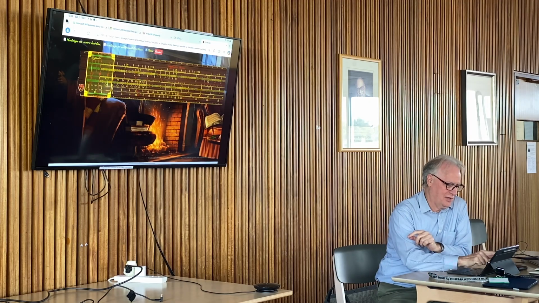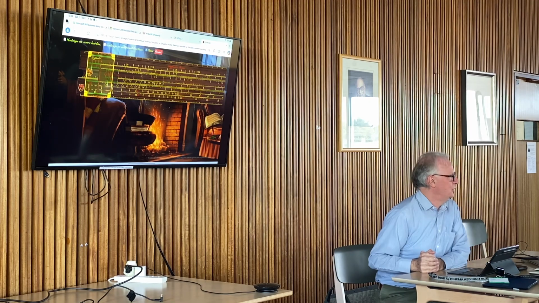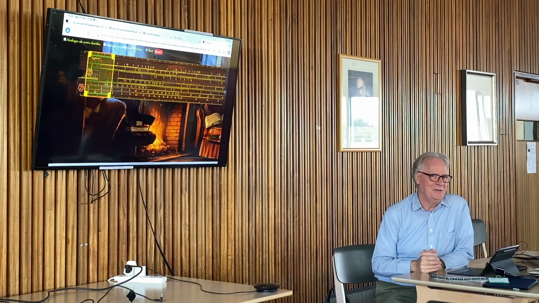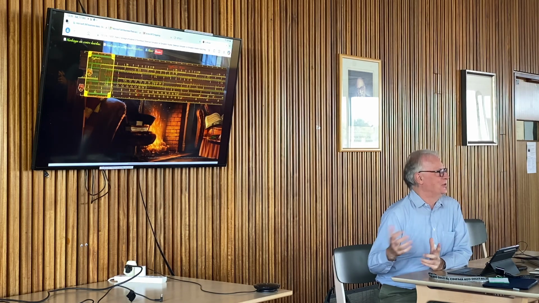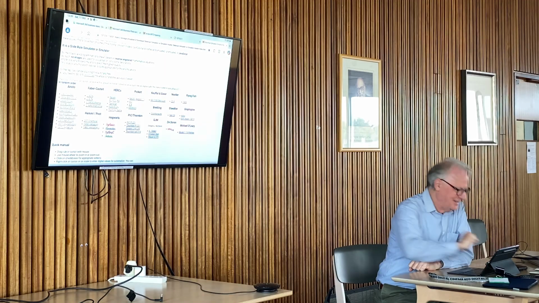This is a Hogwarts slide rule, and it plays you suitable music. So on that note, I end my talk. And any questions? Questions? Let me come out of this.